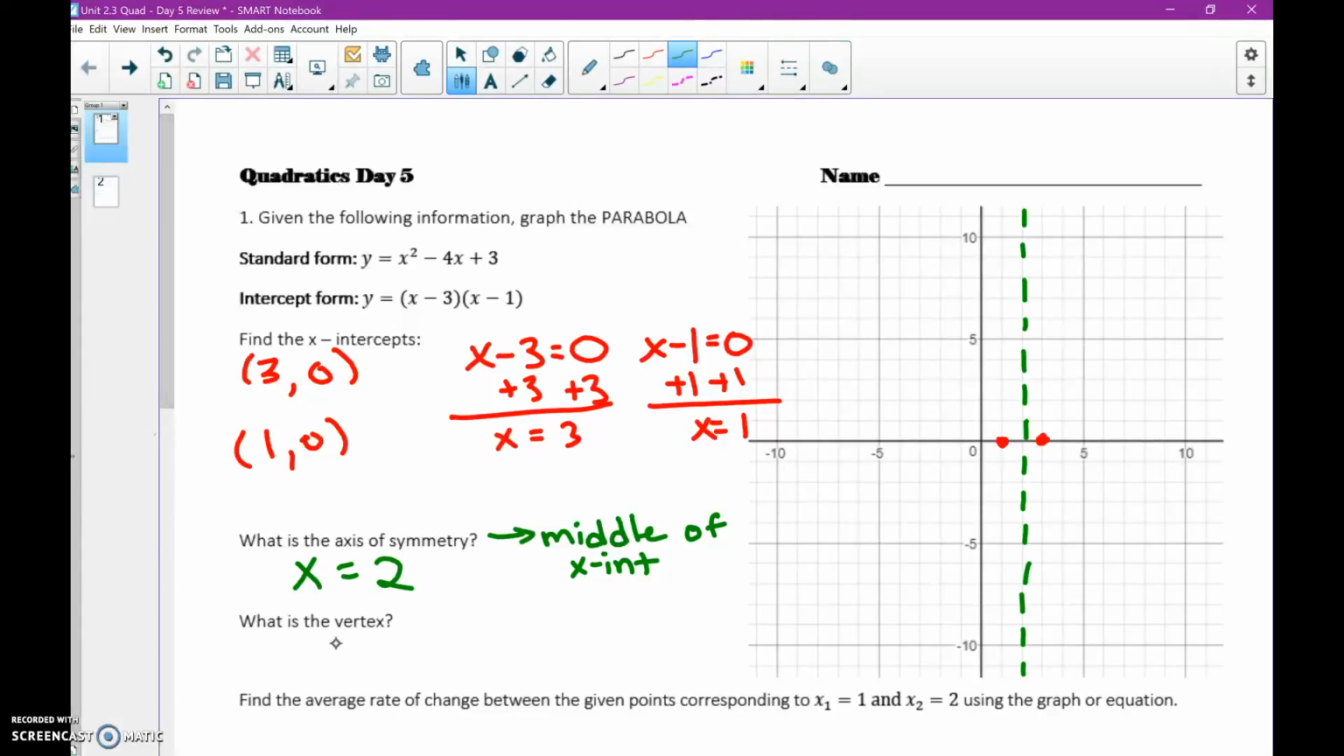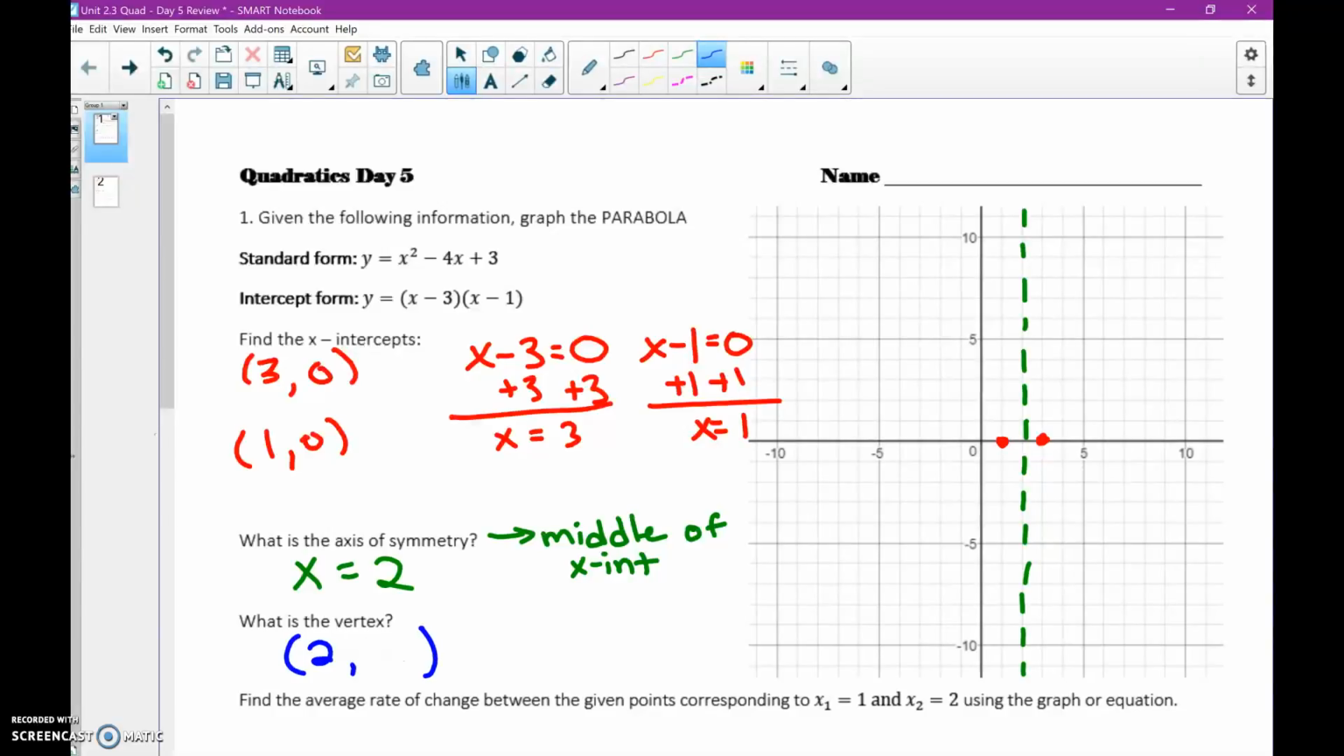Okay, now the vertex, that line actually really helps me because that vertex has to be somewhere on this line. Well, every point on this line has something in common. This is 2, 1, 2, 2, 2, 5, 2, 10, 2, -5. They all have to be 2, something. I just don't know what the something is.